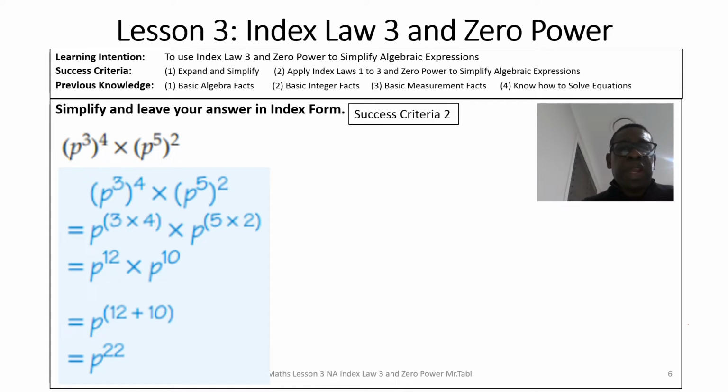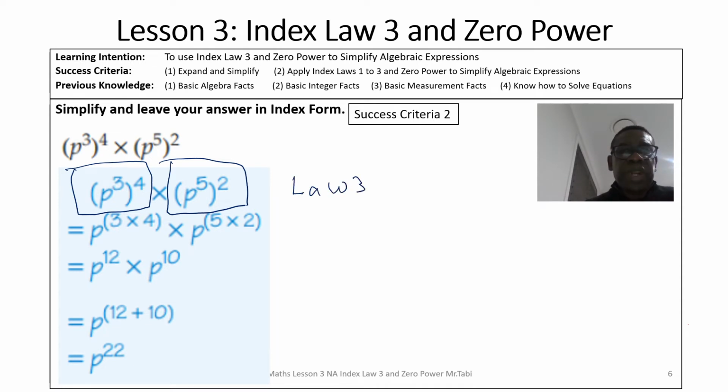p to the power 3 to the power of 4, multiplying p to the power of 5 to the power of 2. So we're using law 3, power of powers. So you multiply, in power of powers you multiply. Now that you have used law 3 to simplify to get to this point here, law 3 has helped us to get to that point.